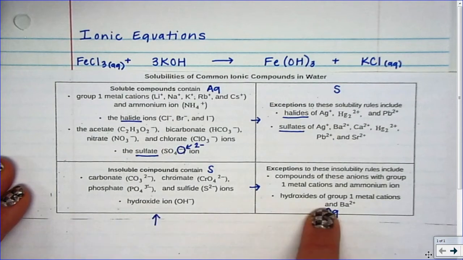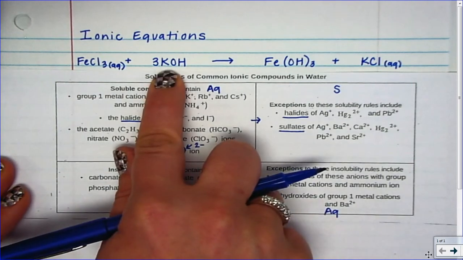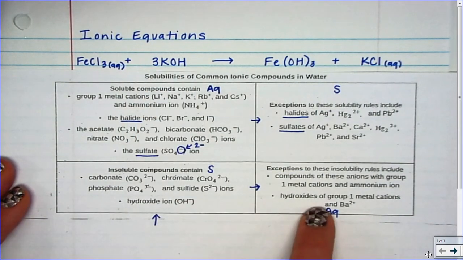So let's look at the exceptions. Hydroxides of group 1 metal cations and barium. So if we look at KOH, K is in group 1, or in column 1. And so since we're saying yes, we do have a group 1 metal, that means that KOH, or potassium hydroxide, is aqueous.